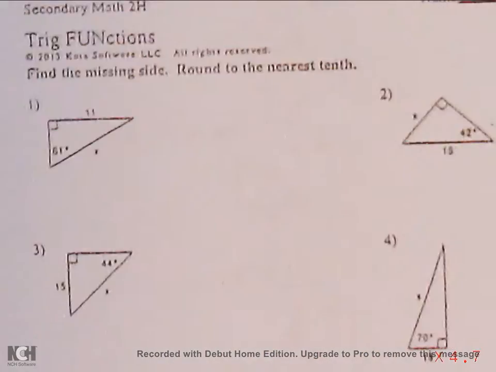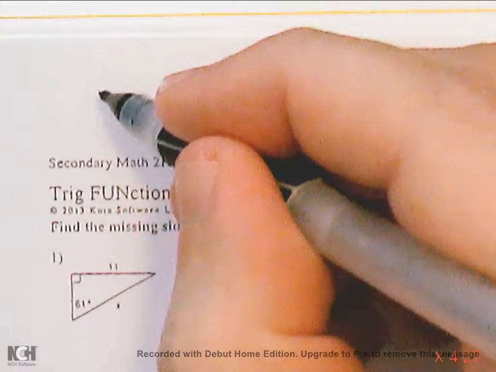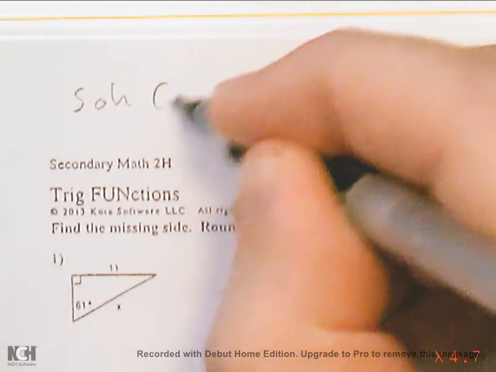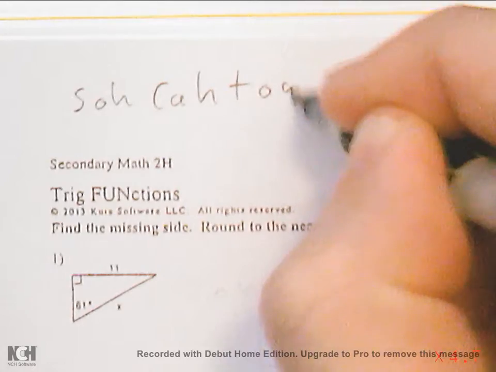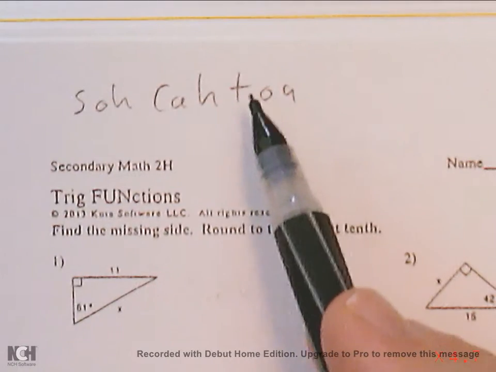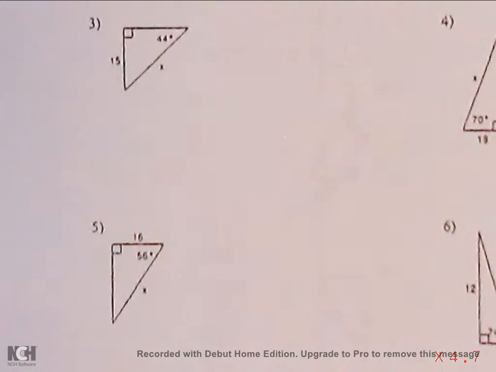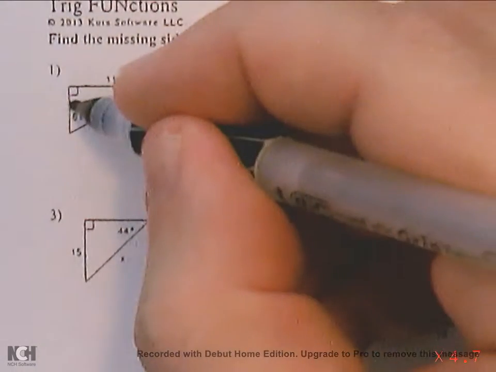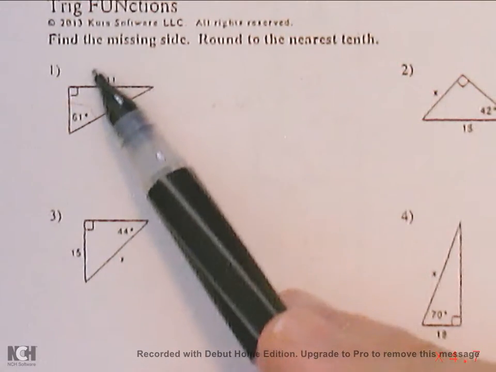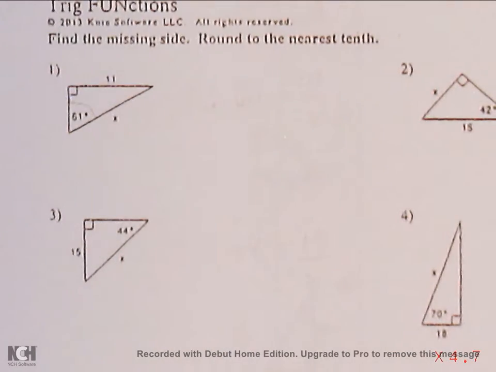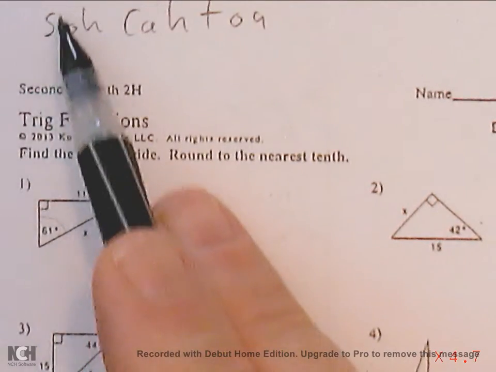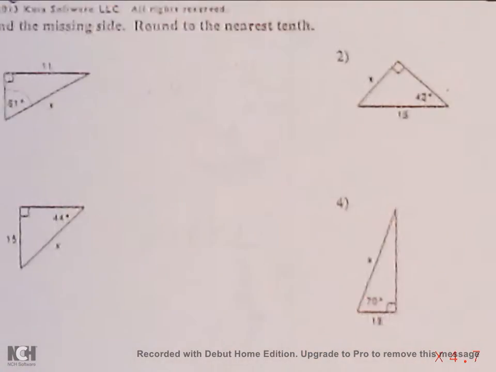Remember, with trig functions, we use our trig properties, which are sine, cosine, and tangent. SOHCAHTOA, right? Sine is opposite over hypotenuse, cosine is adjacent over hypotenuse, and tangent is opposite over adjacent. So if this is my angle right here, I have the side that is opposite that angle, and I have the hypotenuse. Which trig function would that be? That would be sine.